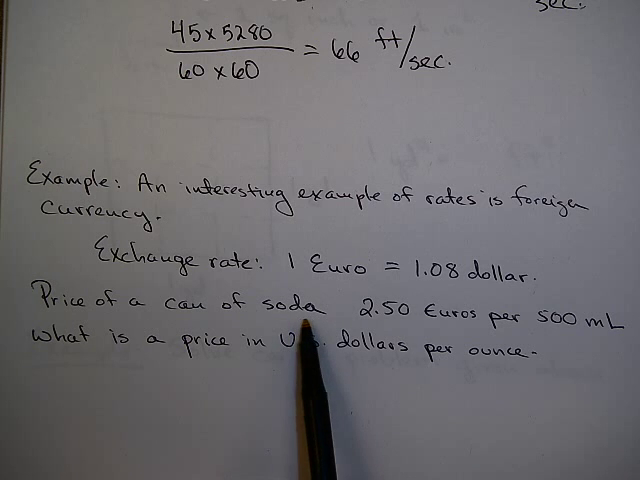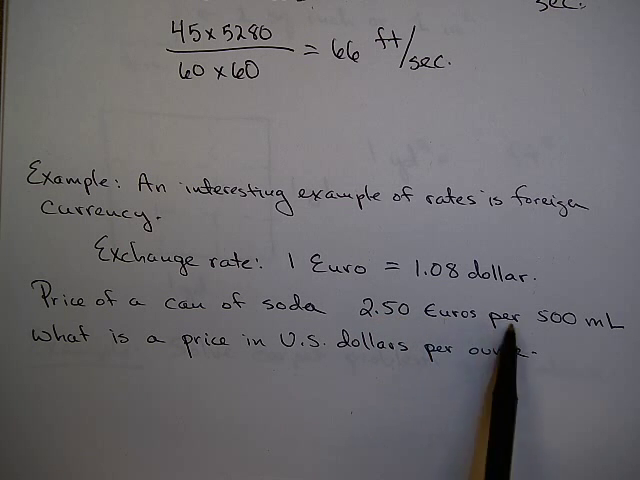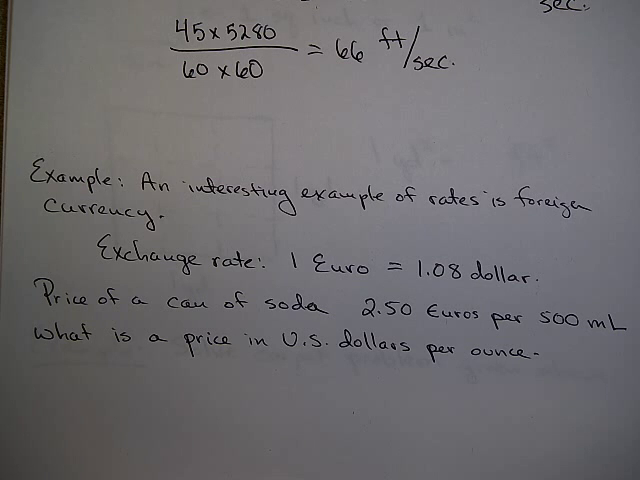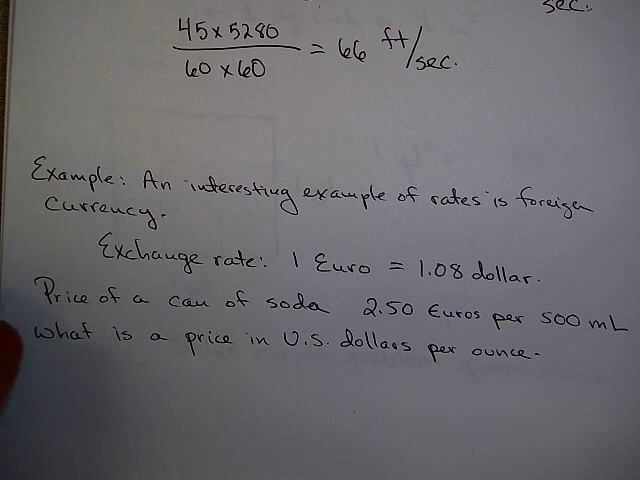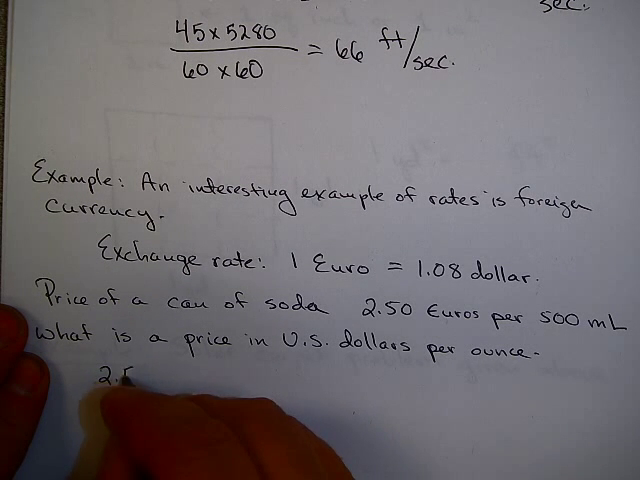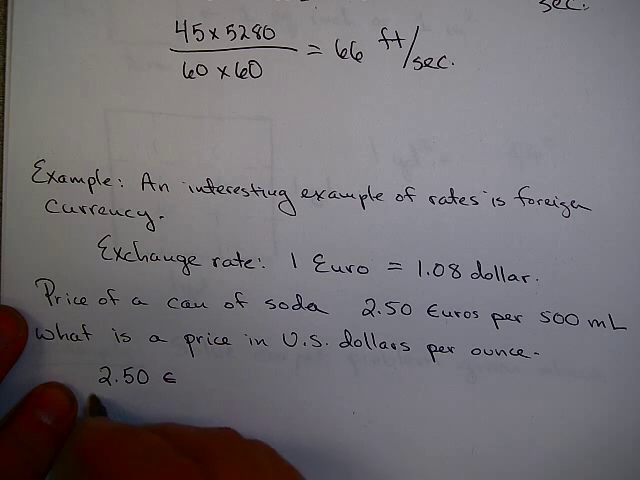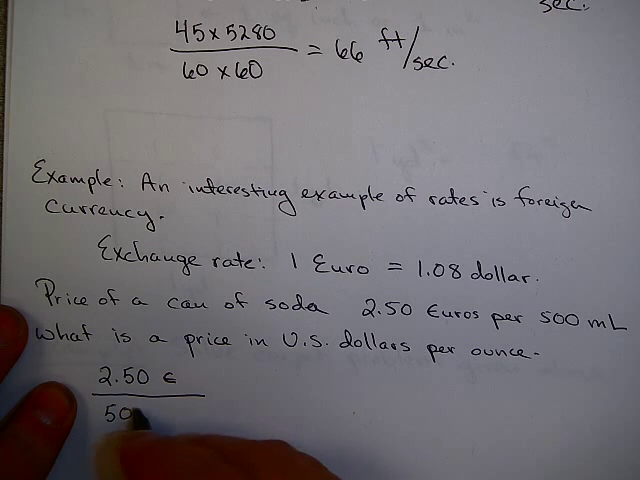So if you go to another country like France and you buy a can of soda and it's 2.5 euros per 500 milliliters, you might want to compare what that price would be in the United States. But in the United States, you wouldn't use euros, you would use US dollars. And you wouldn't use milliliters, you'd probably use ounces. So we're going to start off with 2.5 euros per 500 milliliters.